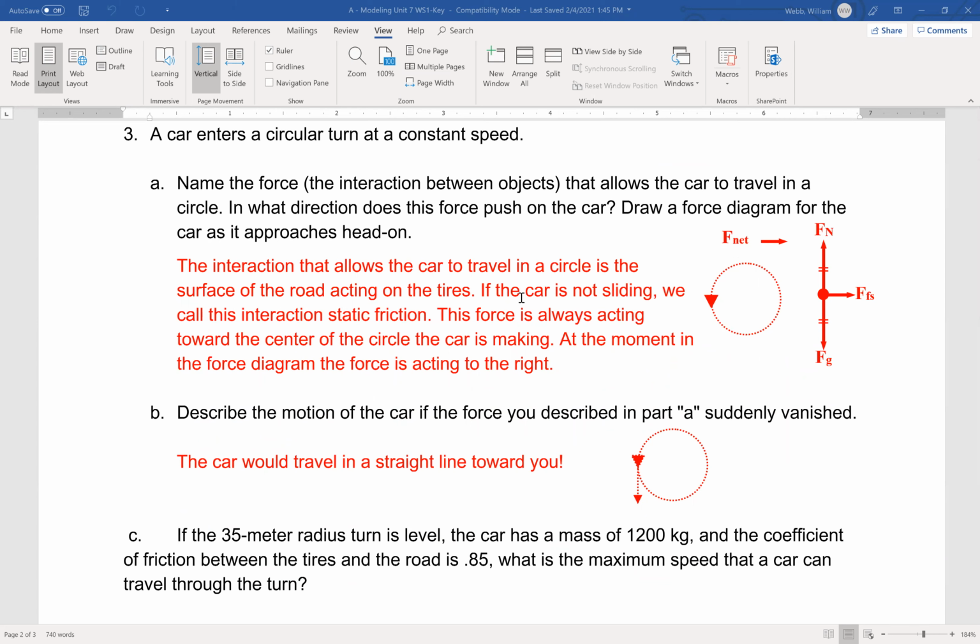And then for part B, describe the motion of the car if the force you described in part A suddenly vanished. That would be like driving down the road, going around a curve, and then you hit an icy patch or a snowy patch or a hydroplane situation where you've got a puddle of water and you lose traction. I don't know how many of you drive or have ever experienced that, but it's kind of a helpless feeling, because no matter how hard you turn the wheel, there's no friction. And because there's no friction, you just go straight.